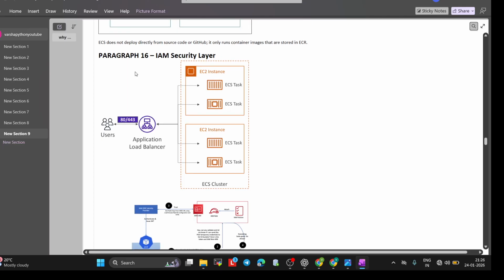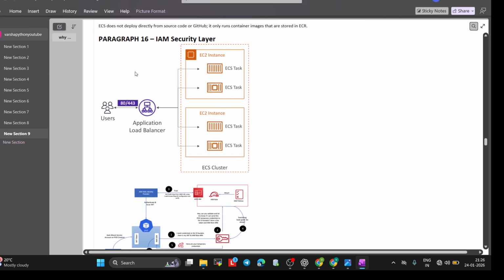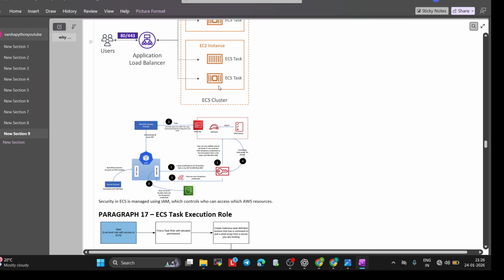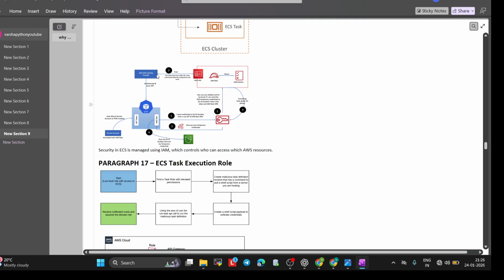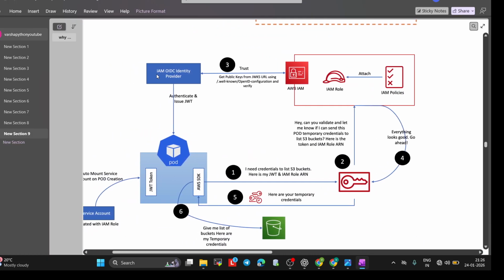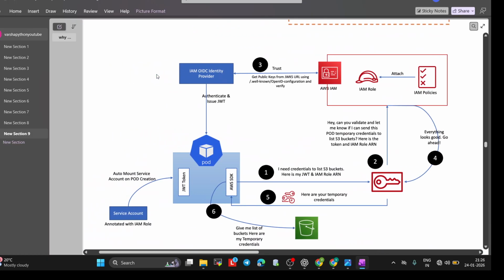IAM security layer. See, users, application load balancer, it is going to EC2 instance, ECS task, and this is the full ECS cluster. This diagram I think you people understand, but this one we have to understand. So, I will explain this. Don't worry.